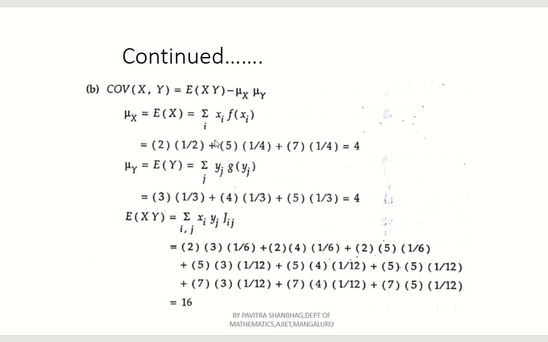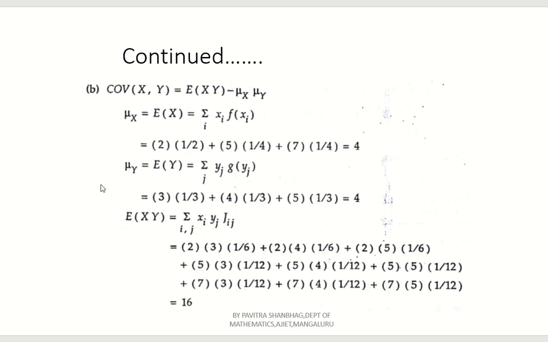So what we will get? 2 into 1/2 plus 5 into 1/4 plus 7 into 1/4. See here, 5 into 1/4 plus 7 into 1/4 means 12/4, that is 3. 2 into 1/2 means 1 here. 3 plus 1, that is 4.